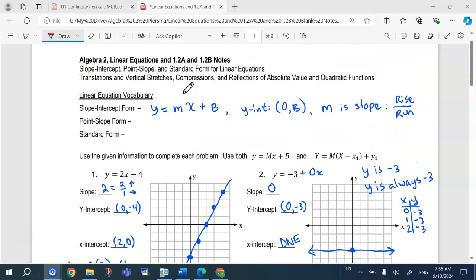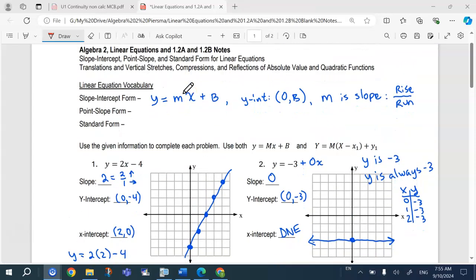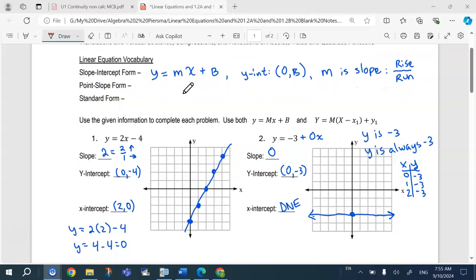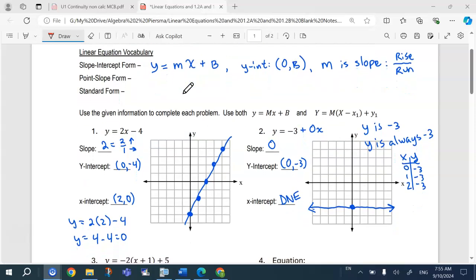This is a video on how to graph point-slope form. So we've already done slope-intercept form, so now it's point-slope form. To begin, let's start with the formula. It's going to be y equals m times x minus x1 plus y1.